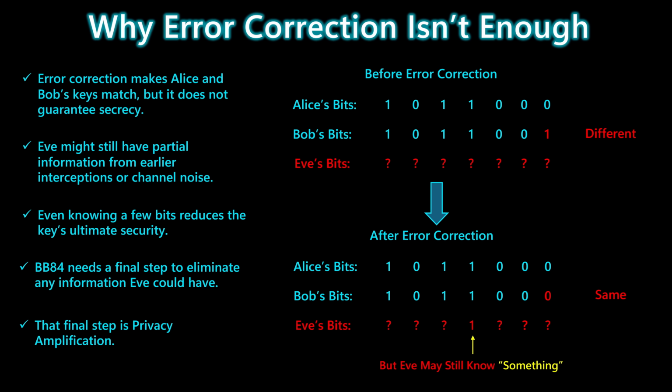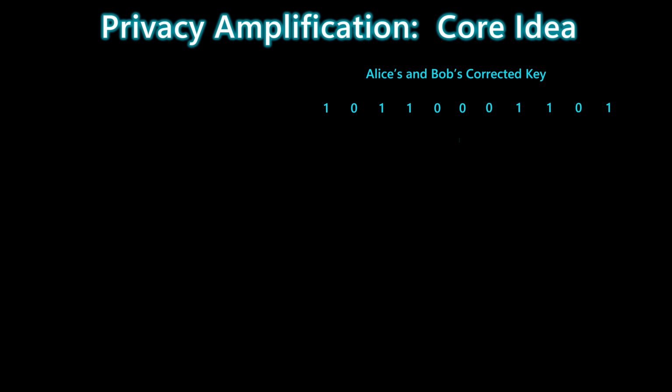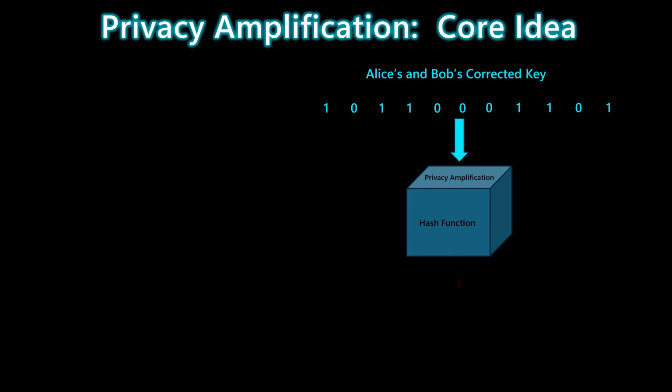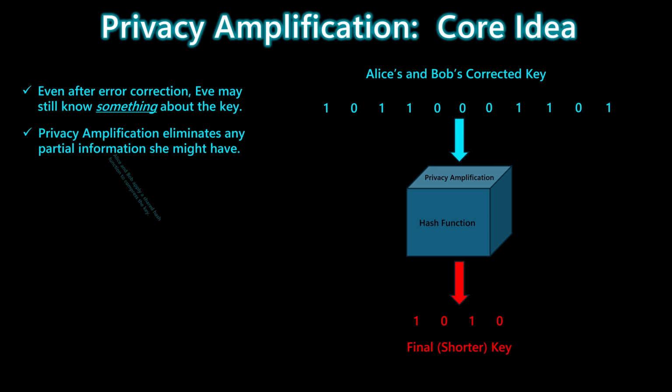So, BB84 includes one more step, a final cleanup phase designed specifically to wipe out any information Eve could possibly have. That final step is called privacy amplification. Even after Alice and Bob fix all of their errors, there's still one problem left. Eve might still know something about the key.